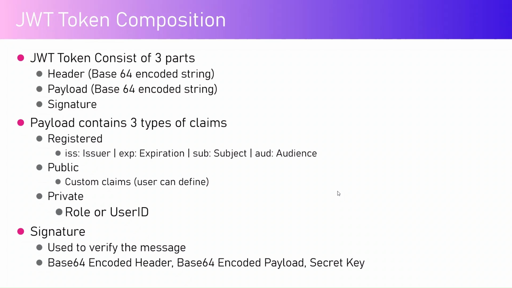Registered means it is available as part of the JWT implementation, and you should not try to override it. So ISS stands for issuer, EXP stands for expiration of that token, SUB is subject, AUD is audience. In public payload, you can assert your own custom claim. It can be an email address, a user ID, user principal name, or first name, last name, whatever you want to put as a custom implementation, you can put as a public payload component.